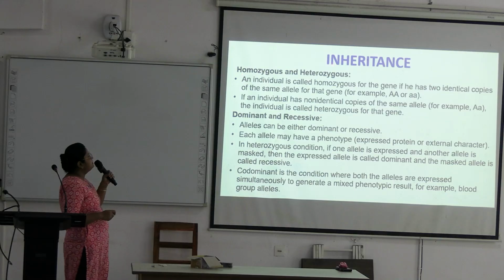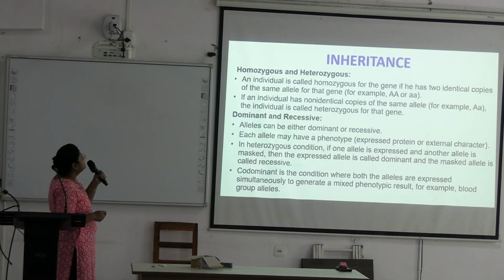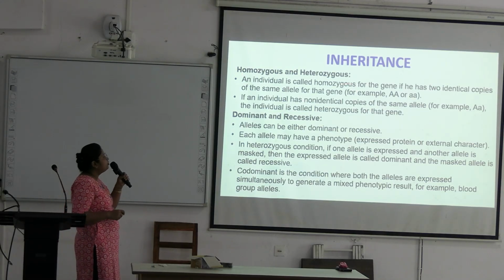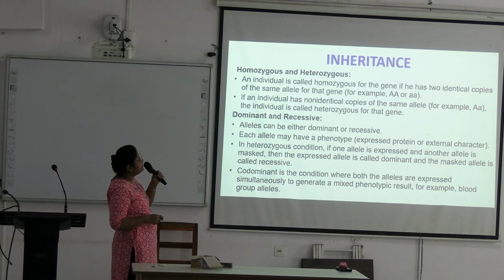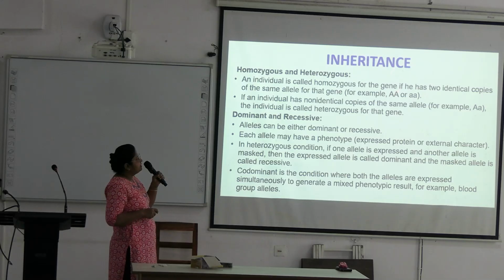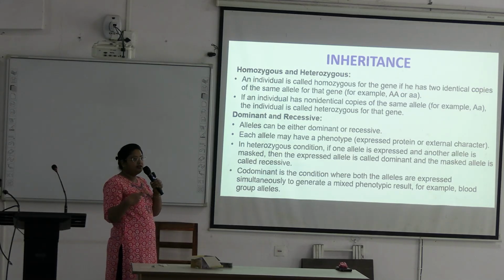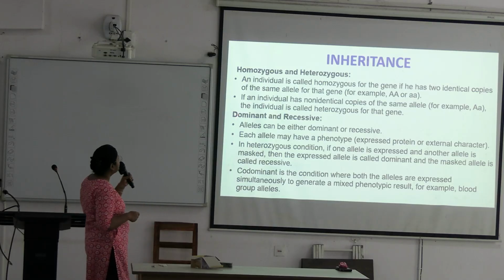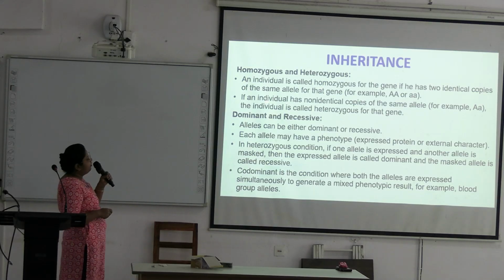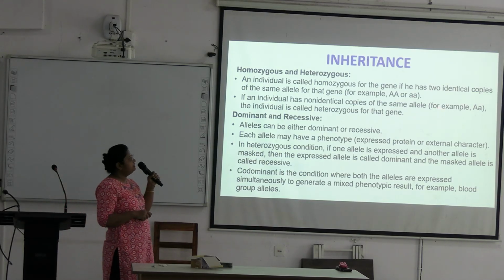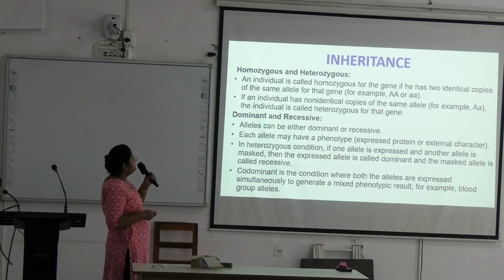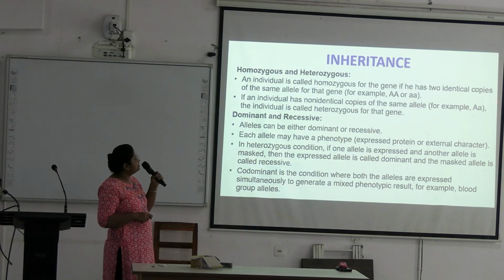What is homozygous and what is heterozygous? An individual is called homozygous for the gene if he has two identical copies of the same allele for the gene. For example, double A, two capital A or two small a. Okay, these are homozygous. If an individual has non-identical copies of the same allele, for example, one capital A, one small a, the individual is called heterozygous for that gene.